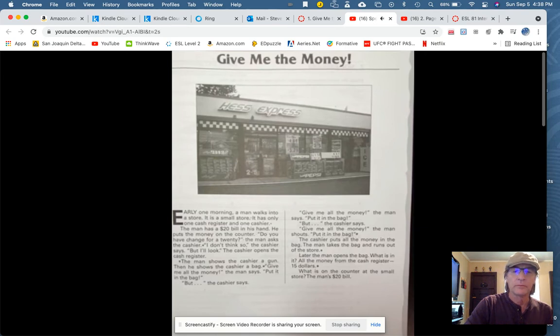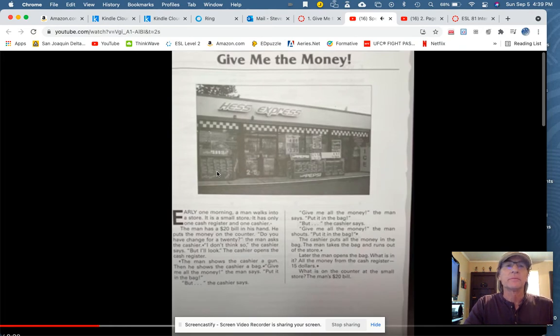But, the cashier says. Give me all the money, the man says. Put it in the bag. But, the cashier says. Give me all the money, the man shouts. Put it in the bag. The cashier puts all the money in the bag. The man takes the bag and runs out of the store.